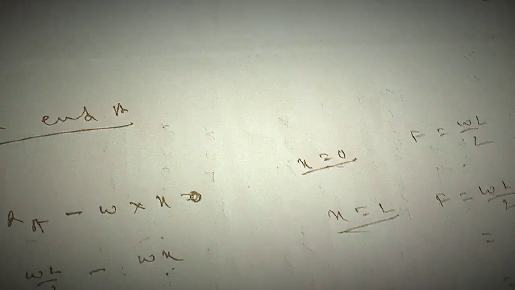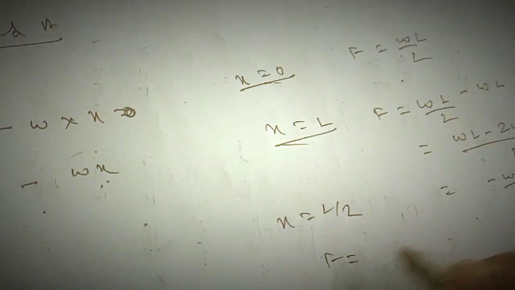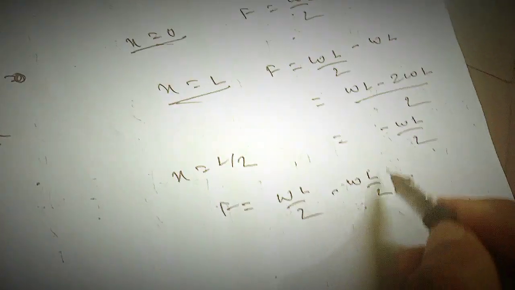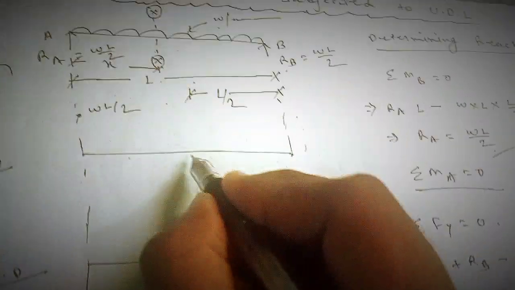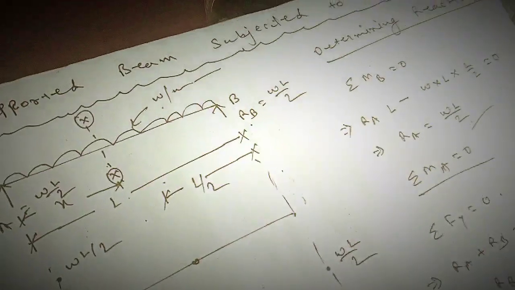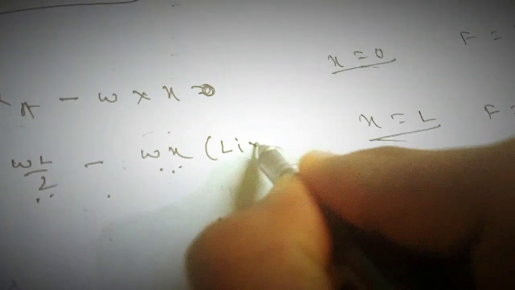For L by 2, again put X equal to L by 2. You will get the shear force F equals WL by 2 minus, in place of X, again I will be putting L by 2. So WL by 2 minus WL by 2, that is 0. So at X equal to L by 2, the shear force is 0. So I will connect it with a straight line. Why will I connect it with a straight line? Because this variation is linear variation.